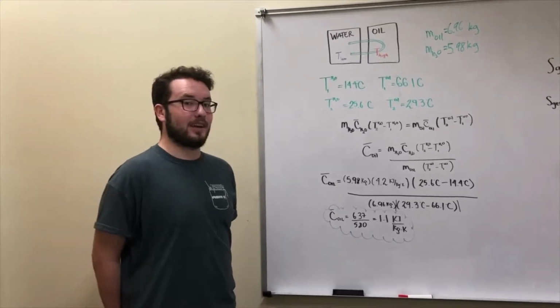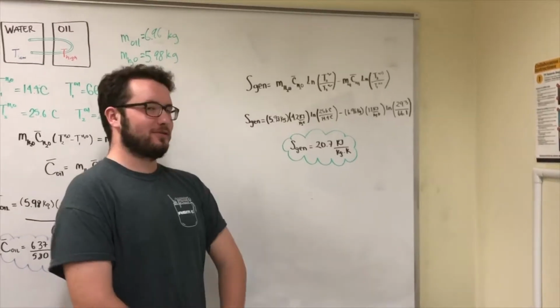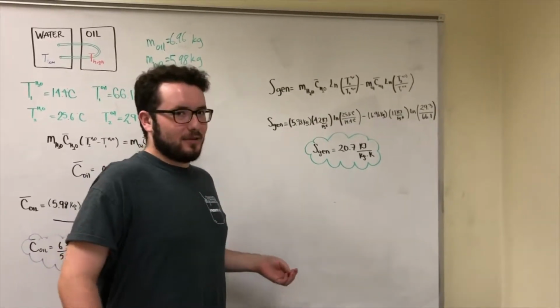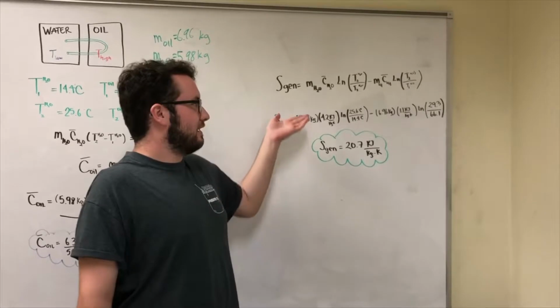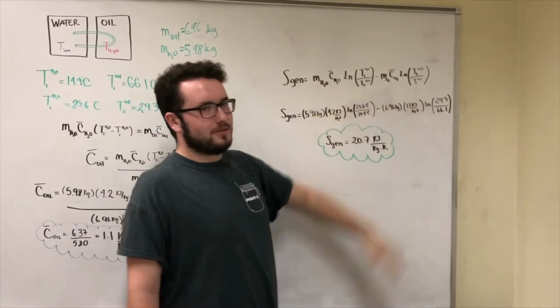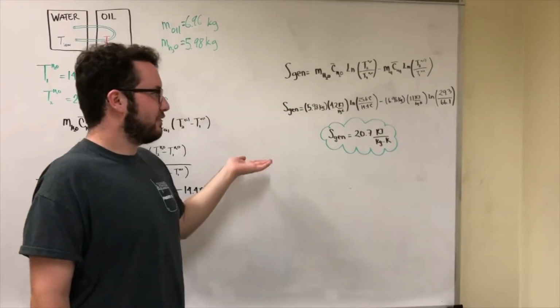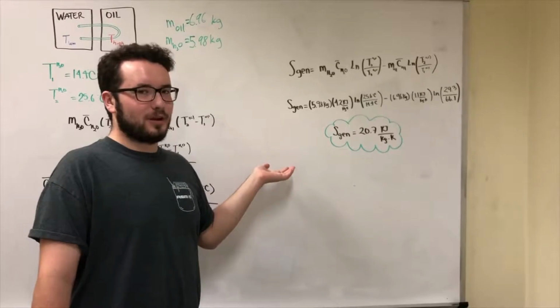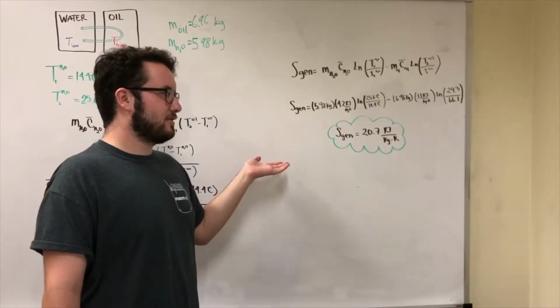We're also able to find the equation for the entropy generated, knowing that it would be equal to the entropy gained by the water and the entropy lost through the oil. So again, just plugging in all the values that we've already found, we find that the Sgen is equal to 20.7 kilojoules per kilogram Kelvin.